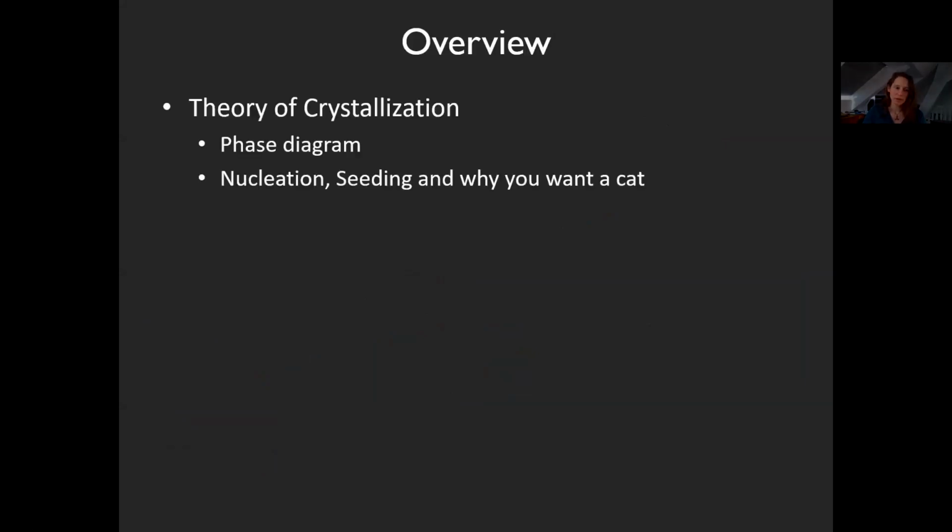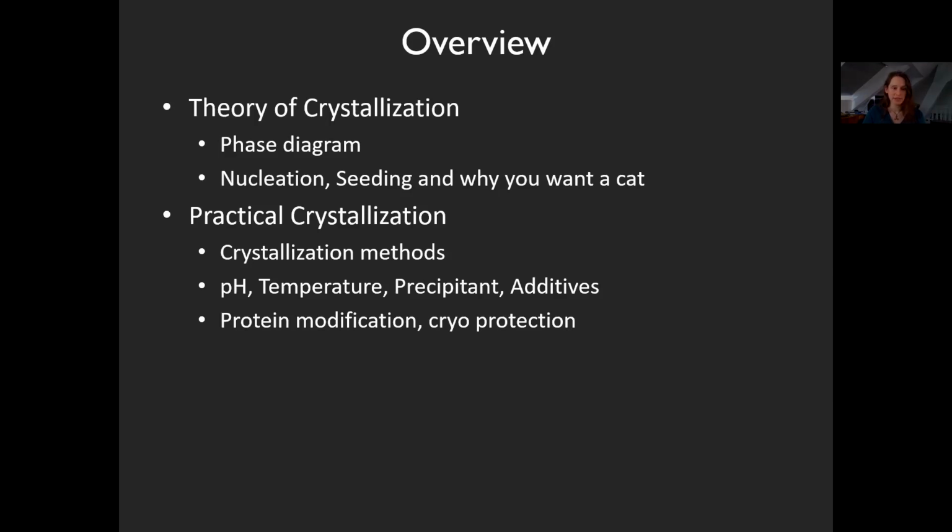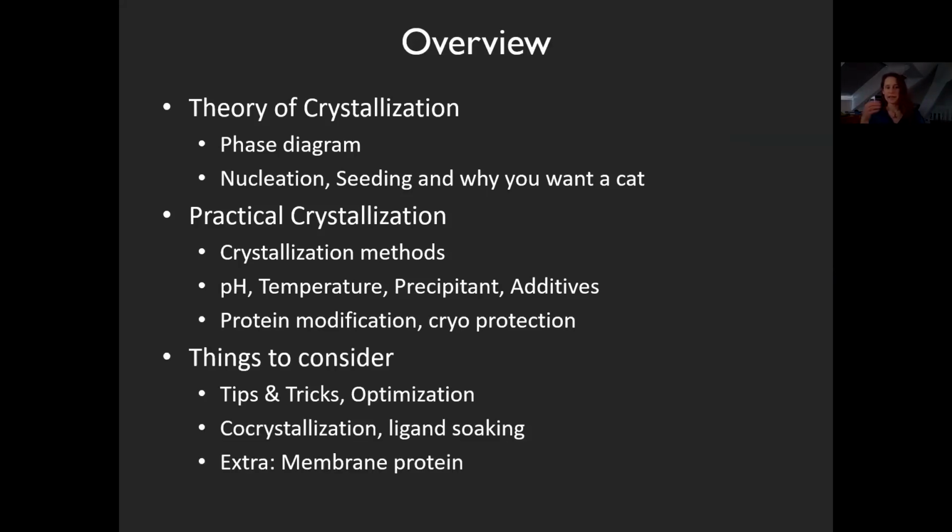I'm going to talk about the theory of crystallization, mainly the phase diagram and nucleation, and also why you want a cat. Practical crystallization. So what are the different methods that we are commonly using? What do you need to look out for? What are the factors? All the little turns and knobs that you can tune to get a crystal: pH, temperature, precipitant, additives, protein modification, cryoprotection, and then things to consider. So tips and tricks, how to optimize your crystallization, getting ligands into your crystal, and a little bit extra about membrane proteins. I'm going to finish with a summary.